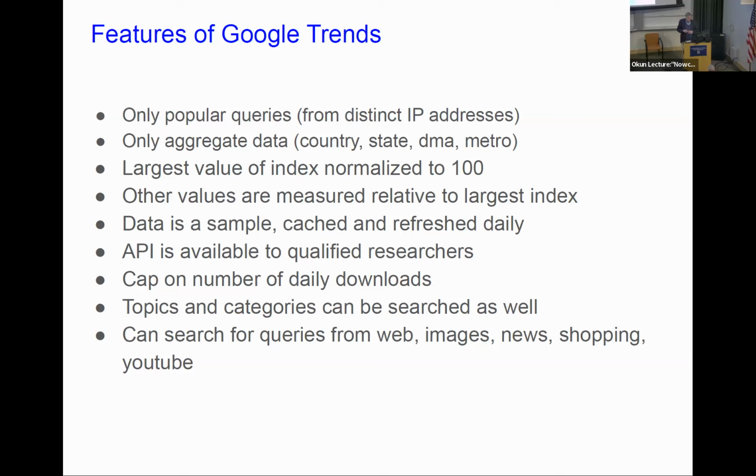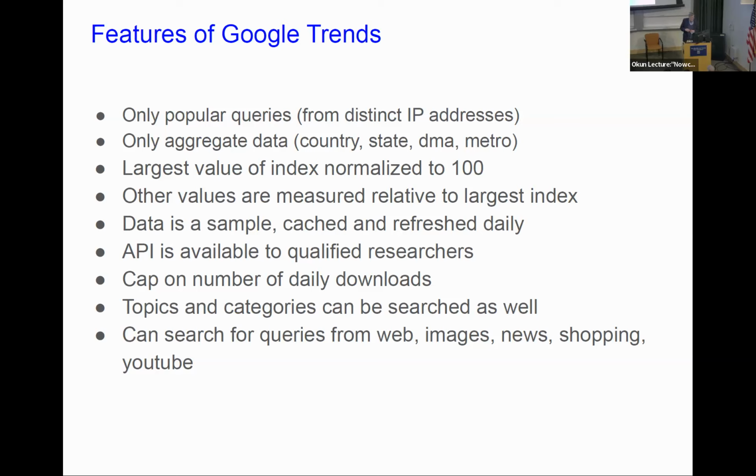There's an API available. There's a cap on the number of daily downloads. You can't go download millions of terms. I forget what the cap is, but it's fairly generous. And you can also look at topics and categories. And I'll give you an example of that in a few minutes, because you don't have to look at the specific term, but you also can look at the term of which that's an aggregator, basically categories and topics, which are slightly different, and I'll refer to that when I get to that point.